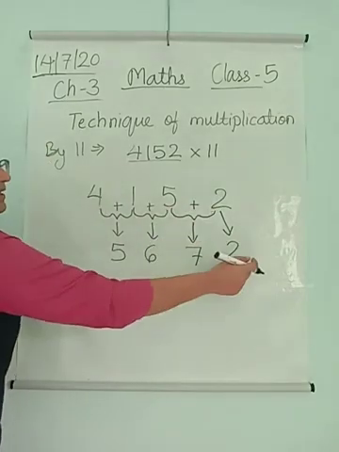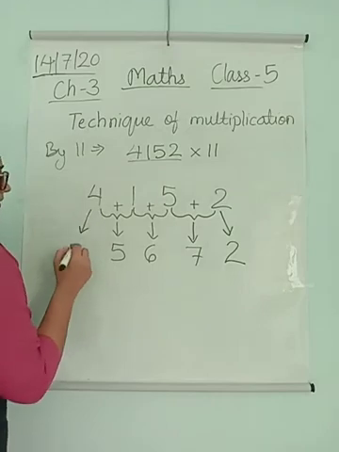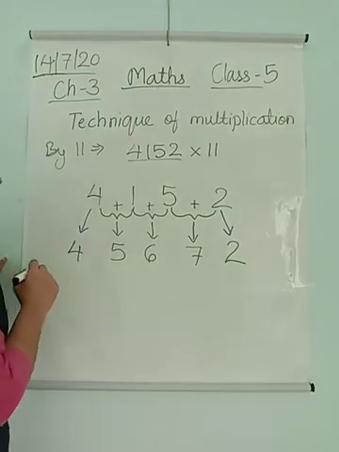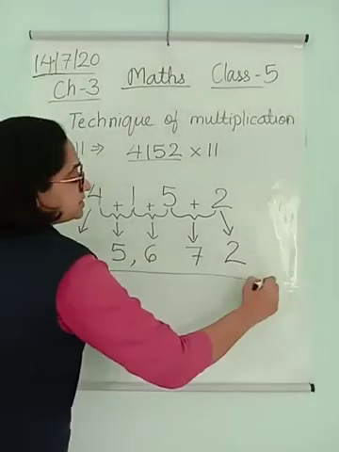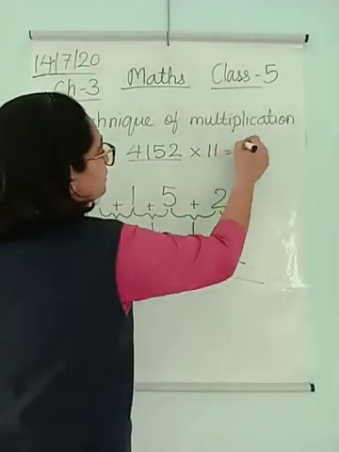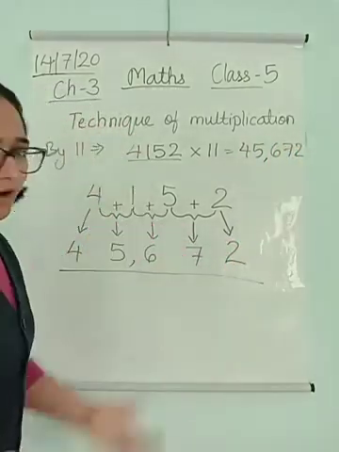Now like the first number we wrote, जैसे हमने लिखा वैसे the last number also we are going to write like this. So here is my answer. My answer is 45,672. Very easy, isn't it? You did not multiply.